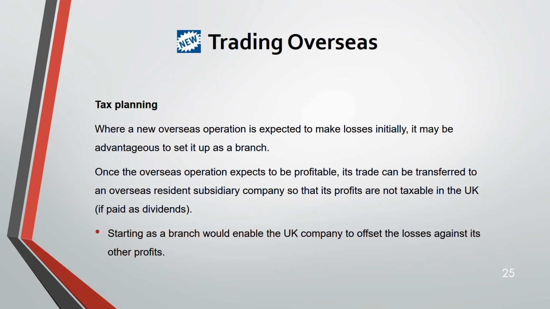Now, you start as a branch. When you start as a branch, what happens? You can offset the losses. The UK company's losses can be offset against the branch profit, or the branch's losses can be offset against the UK's profit.